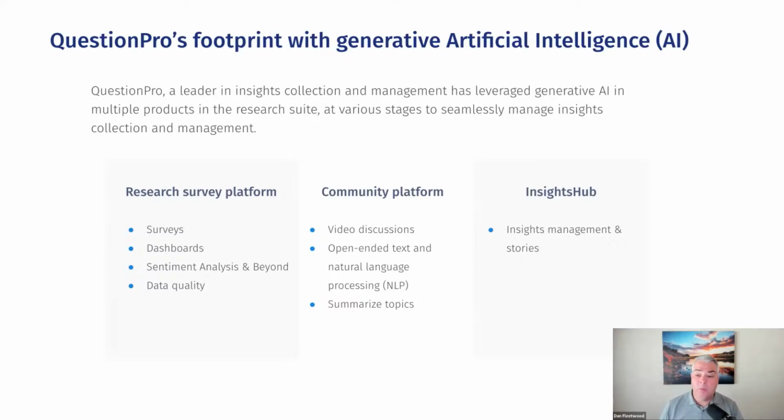And then an Insights Hub with insights management and stories. There's an Ask AI functionality where you can ask AI. It'll go through all of the data that you have within the Insights Hub platform, and then it'll give you back the information that you need. So we're utilizing AI a lot within our platform, and there will be more to come.